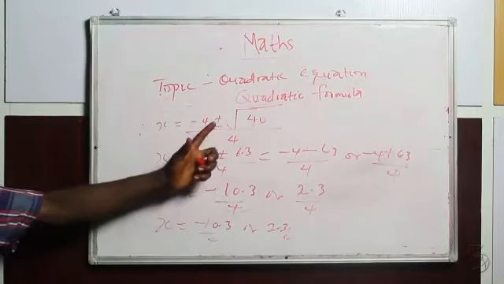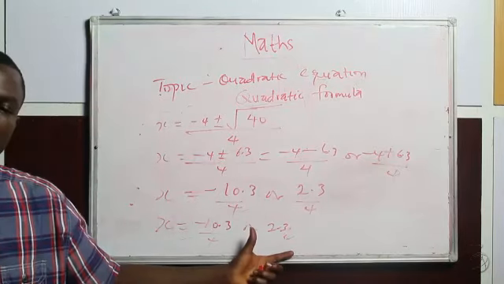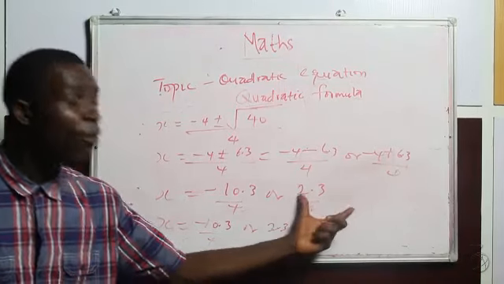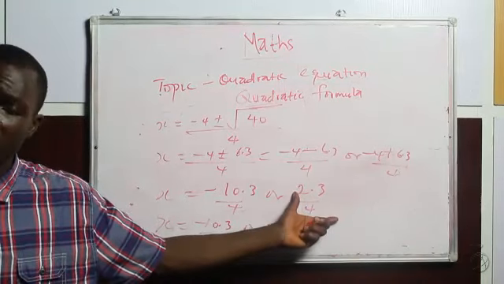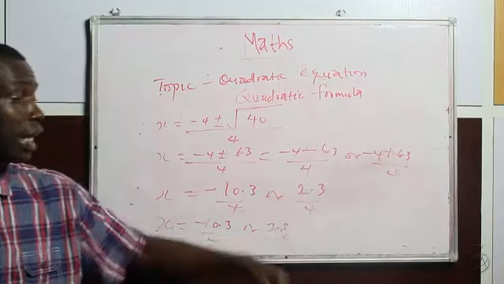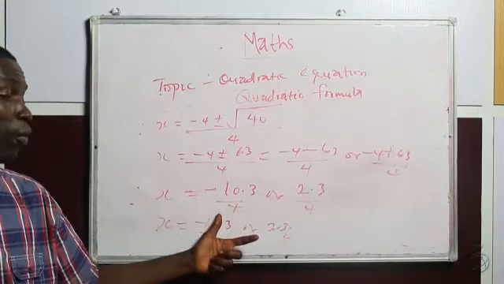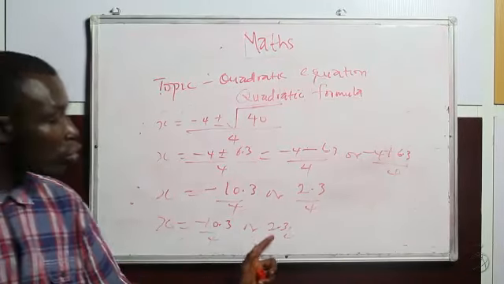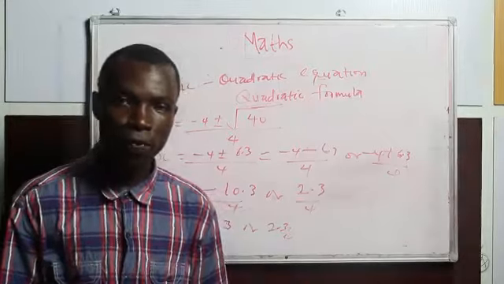In this quadratic formula, we find that we have two x values. As we said, we can have fractions in our answer. We have 2.3 over 4 and minus 10.3 over 4. So the x value is minus 10.3 over 4 or 2.3 over 4.